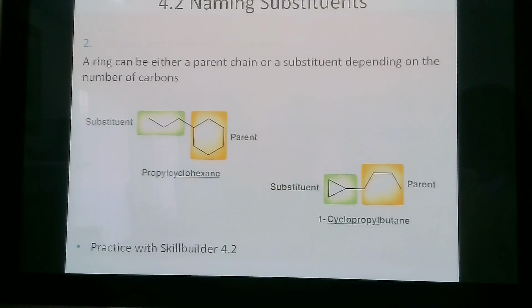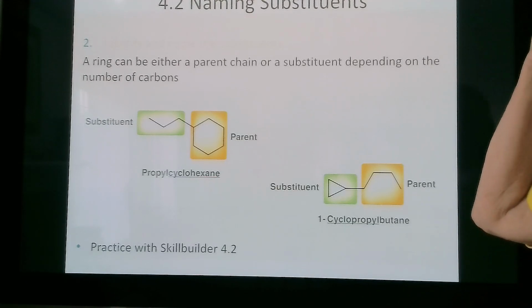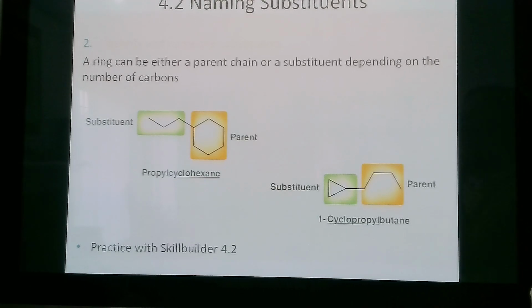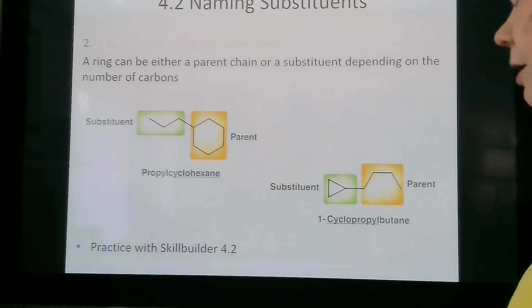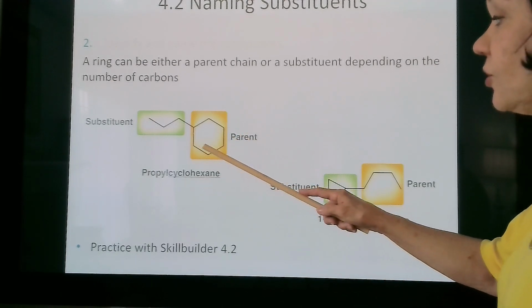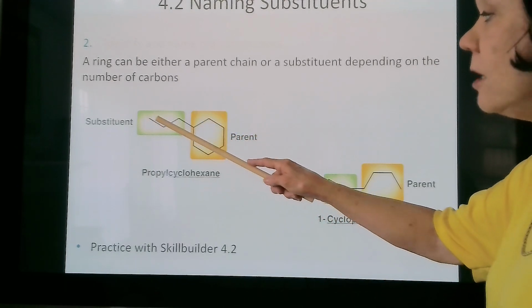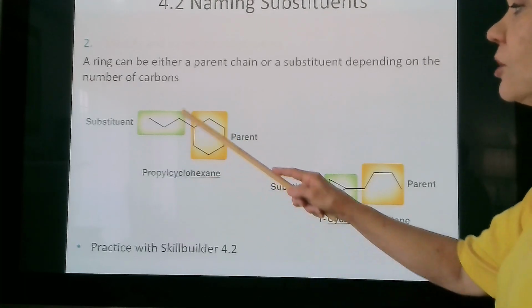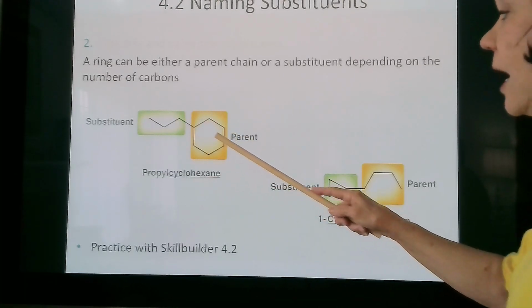A ring, back to rings now, can be either a parent or a substituent, depending on the relative sizes. It's actually preferable to name the ring as the parent. And so that's what you do. So here this is cyclohexane. This is 1, 2, 3. So this is going to be propylcyclohexane.